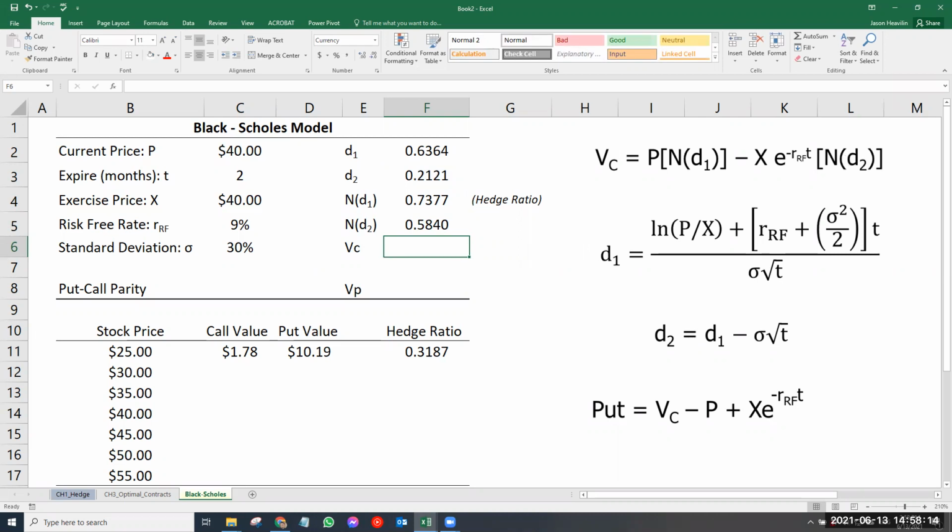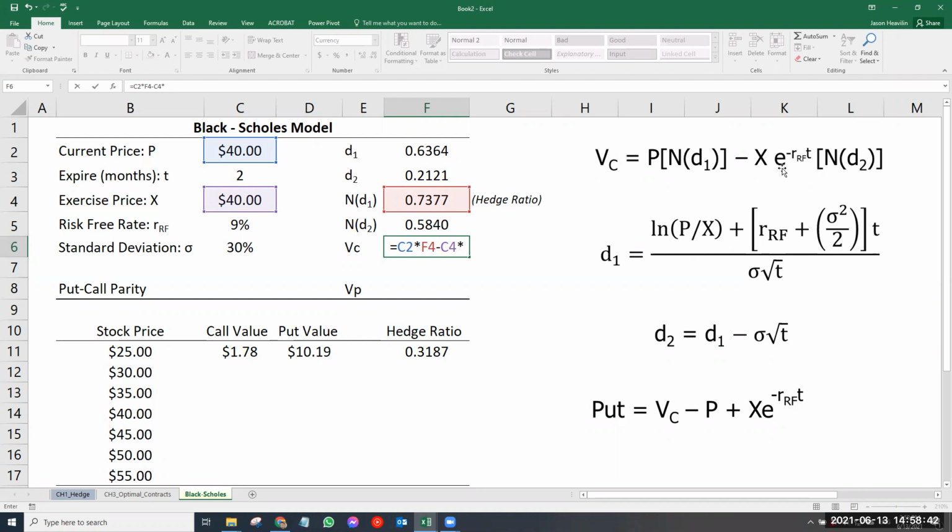Now we just got to finish the last detail here, which is to bring all the pieces together. So what do we start with? We start with that P for price. Right? We're going to multiply by the ND1, which we already have here, minus the exercise price, which we have here. And that piece is multiplied by the Euler number.